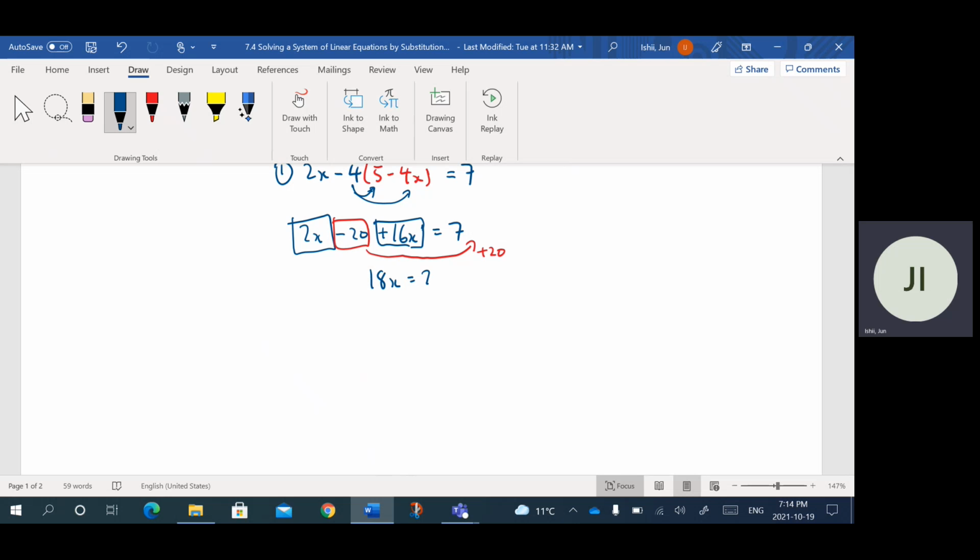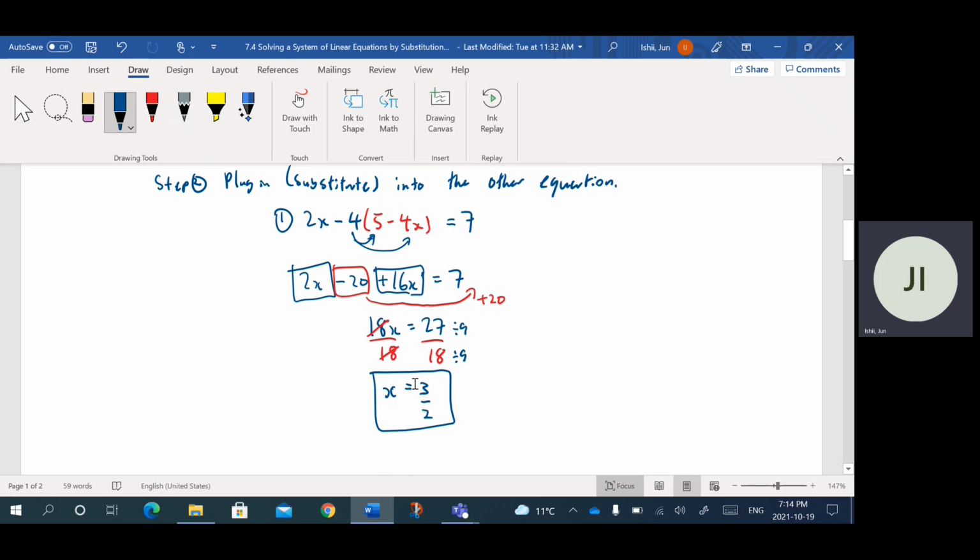So 7 plus 20 is 27. And to solve for x, we're going to have to divide both sides by 18. All right, so the 18s cancel. X is going to equal 27 over 18, which actually reduces, because I can divide both the top and bottom by 9. This reduces to 3 over 2. Okay, so x in this case is going to equal 3 over 2.